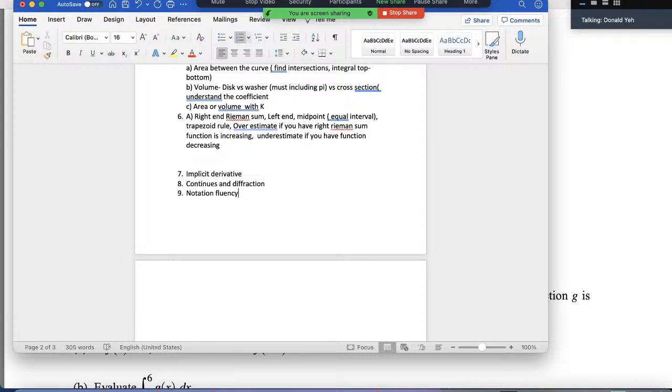Question 4, 2018 is trapezoid rule, average rate of change, and just miscellaneous stuff. We talked about this one already. This one's similar to the last one, just a different example. So yeah, every year there's a net rate question. Other question types: multiple choice and FRQ.